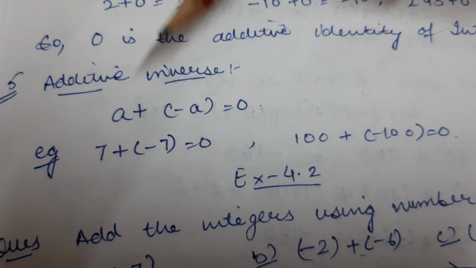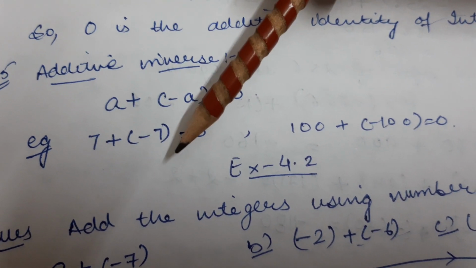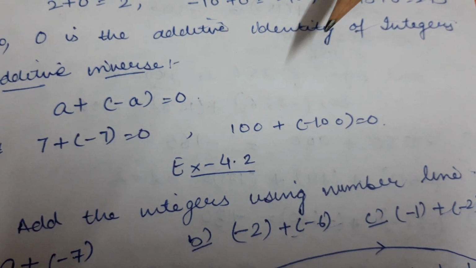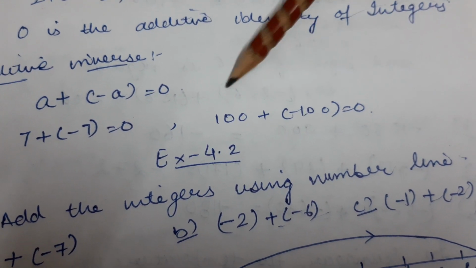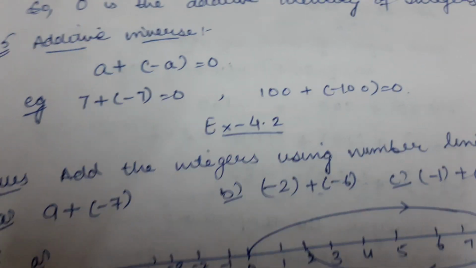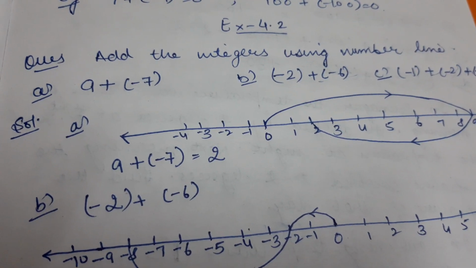It means minus 7 is the additive inverse of 7, or I can say 7 is the additive inverse of minus 7. Similarly, 100 plus minus 100 is 0. So both are additive inverses of each other. Now the exercise questions are: add the integers using a number line.